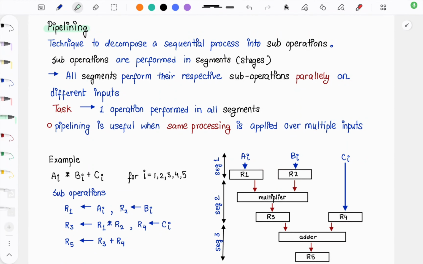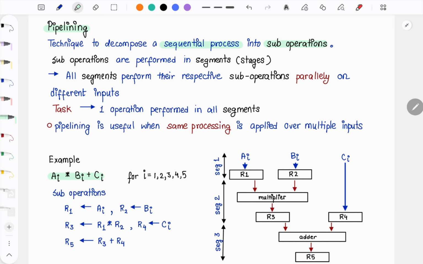So today we will be learning pipelining. As the name suggests, it is a technique to decompose a sequential process into certain sub operations. Like, we are given one process and we will divide it into certain sub parts, and we will perform the common parts in a parallel manner. For example, we have taken this here.